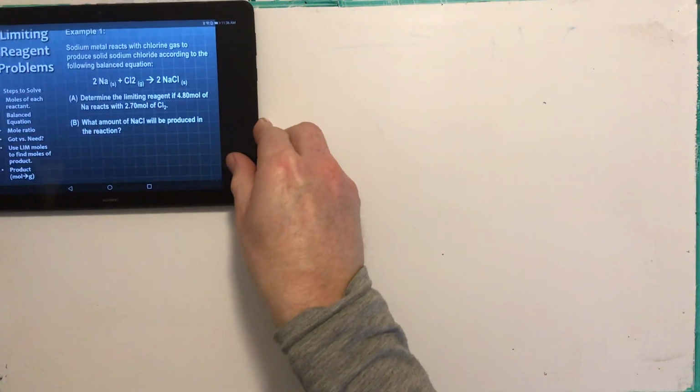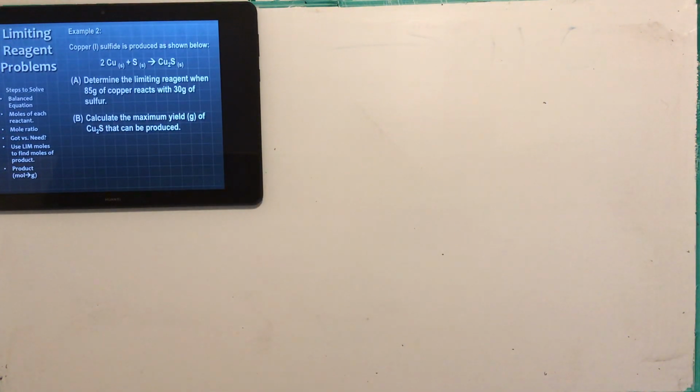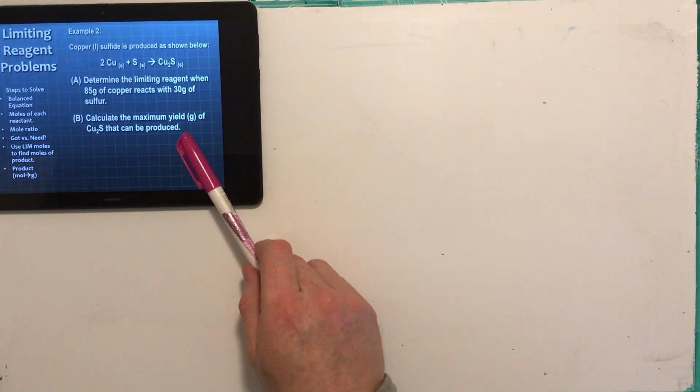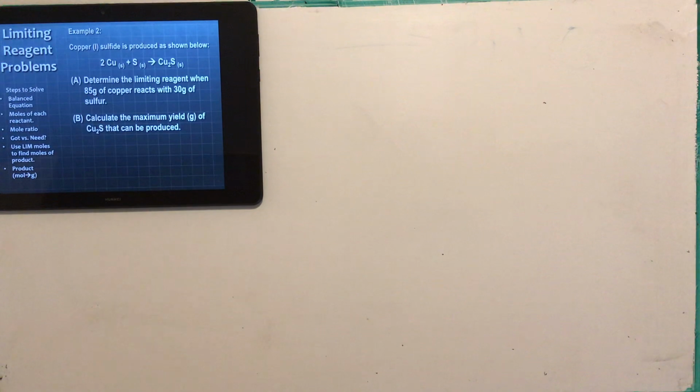All right, example number 2. Example number 2 says, copper 1 sulfide is produced as shown below. So I've got my recipe already here. It says determine the limiting reagent when 85 grams of copper reacts with 30 grams of sulfur. So I've got masses here of each of my reactants. And calculate the maximum yield. Maximum yield is mass. So grams of the copper 1 sulfide that can be produced.